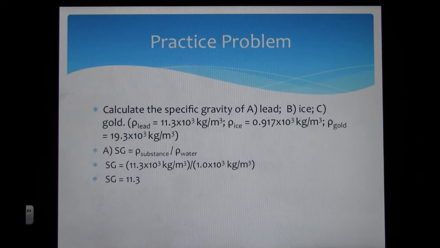The units will cancel. We can do the same thing for ice. We take the density of ice and divide it by the density of water, and you will find the specific gravity to be 0.917 for ice. Again, no units. And in part C, the specific gravity of gold turns out to be 19.3, no units, just a number.